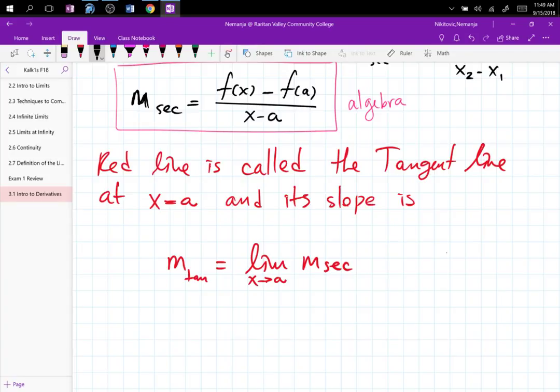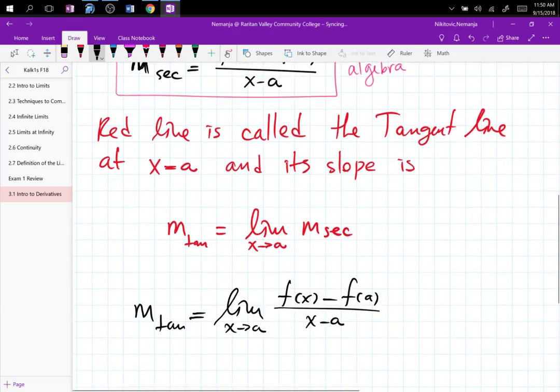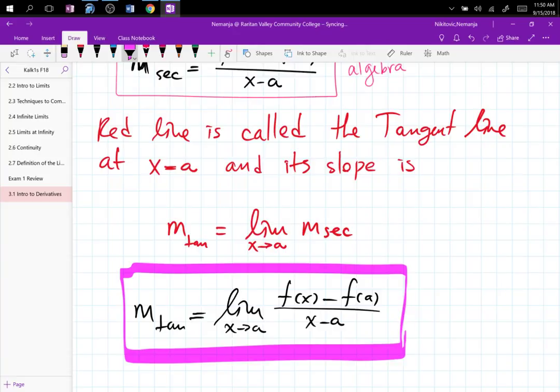Now, I'm going to replace m secant with the formula that m secant is. So, m tangent is equal to the limit as x goes to a of f of x minus f of a divided by x minus a, and I am going to box this 15,000 times with all different colors and things that I have.